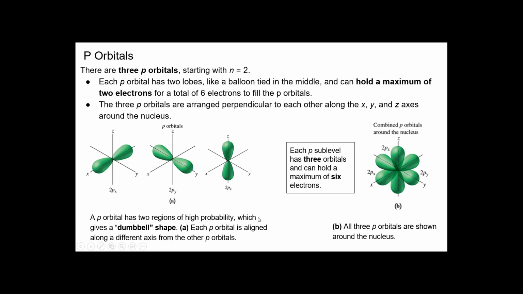So a p orbital has 2 regions of high probability. It gives a dumbbell shape, and it's lined along each axis.